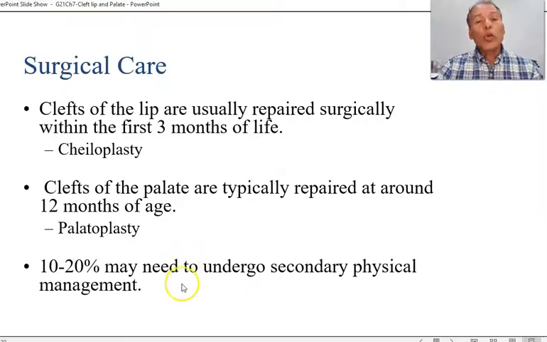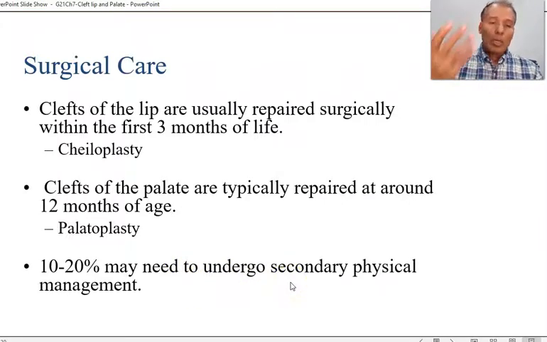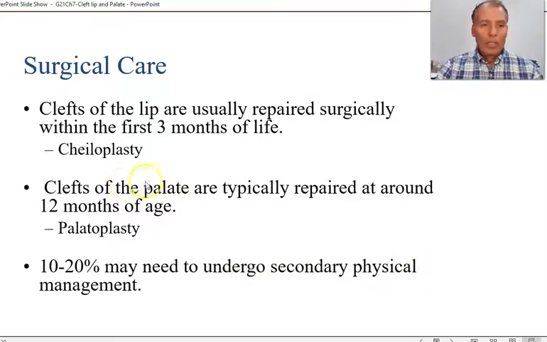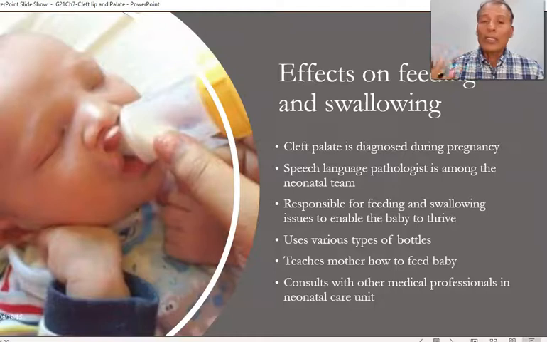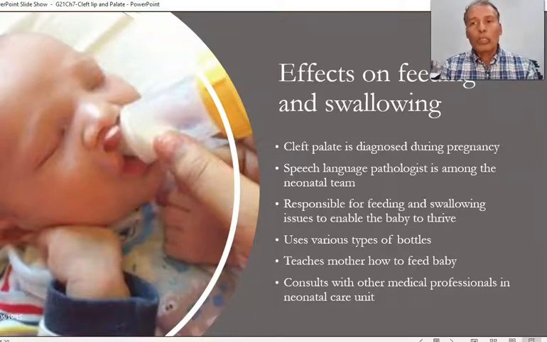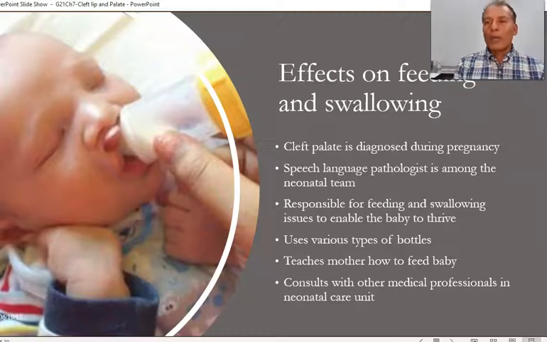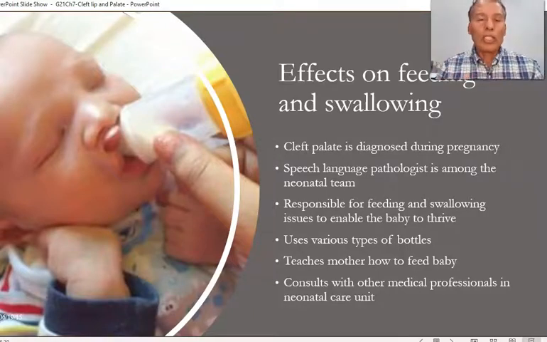So 10 to 20% of individuals need more surgeries, not just two. It is fortunate that in the United States, this is taken care of very early. In other countries, there are not many that are fortunate to have the expertise and the medical care to achieve that.